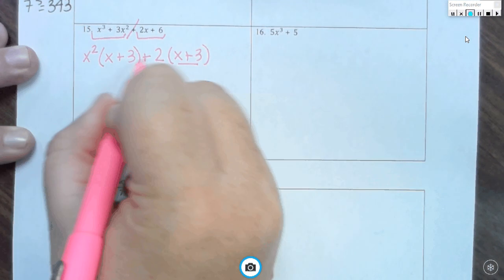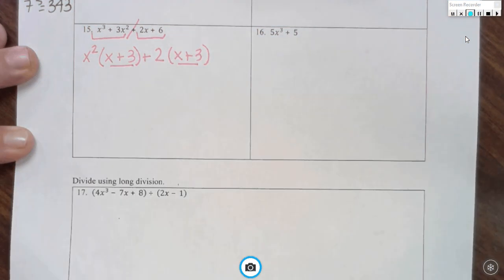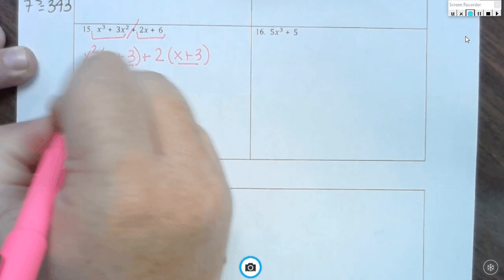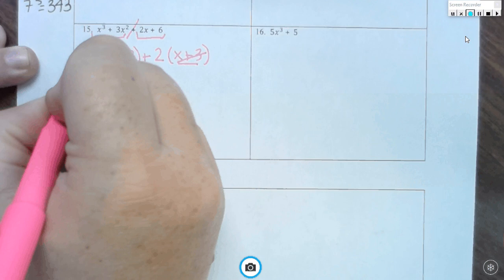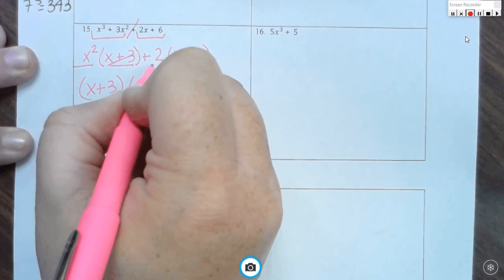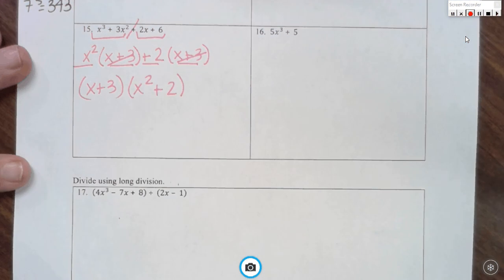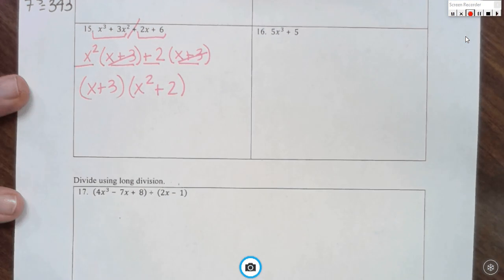Now because this binomial factor is the same here, I take that out and I'm left with x squared plus 2. And looking at this, there's nothing else you can do. There are no other special patterns, so I am done there.